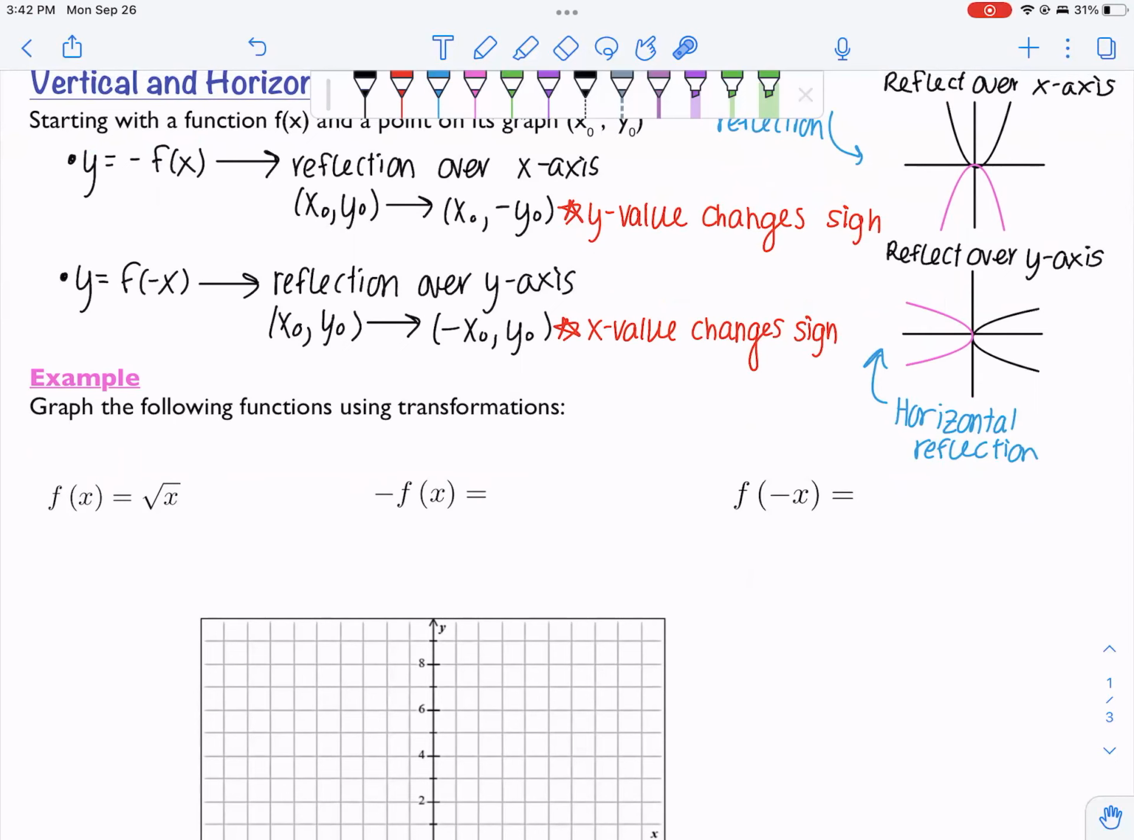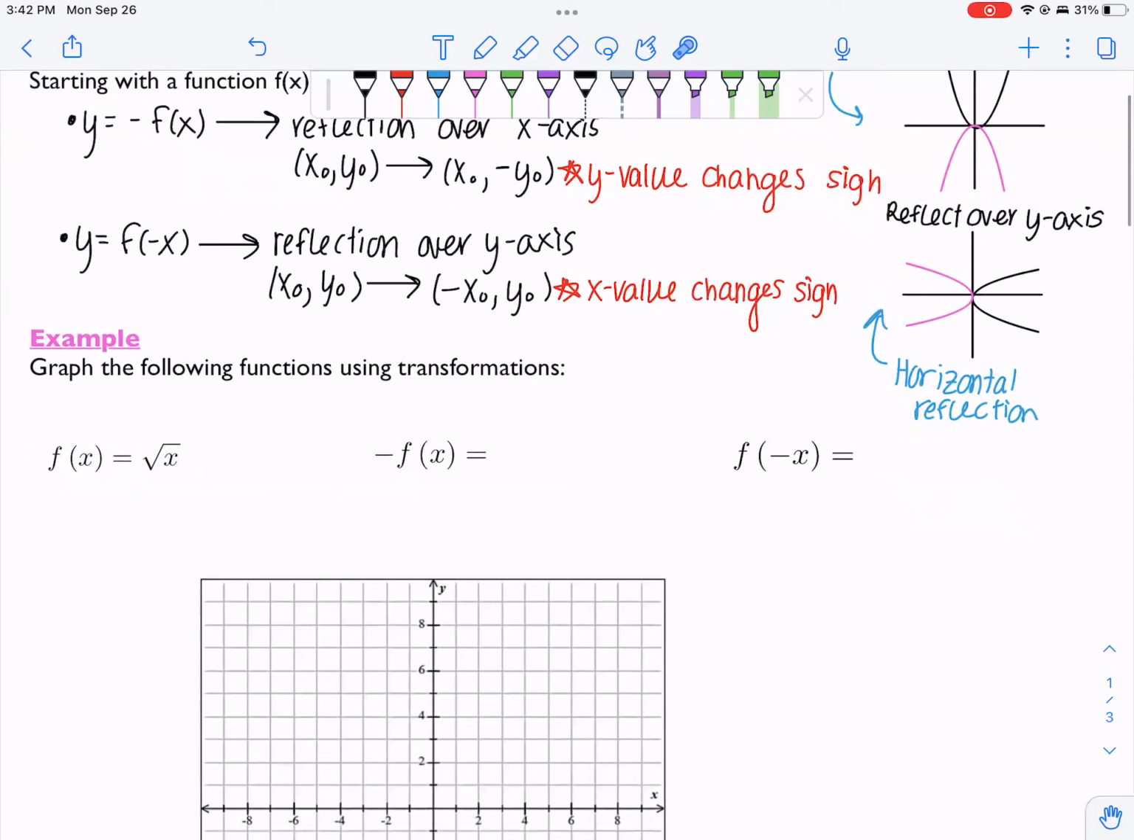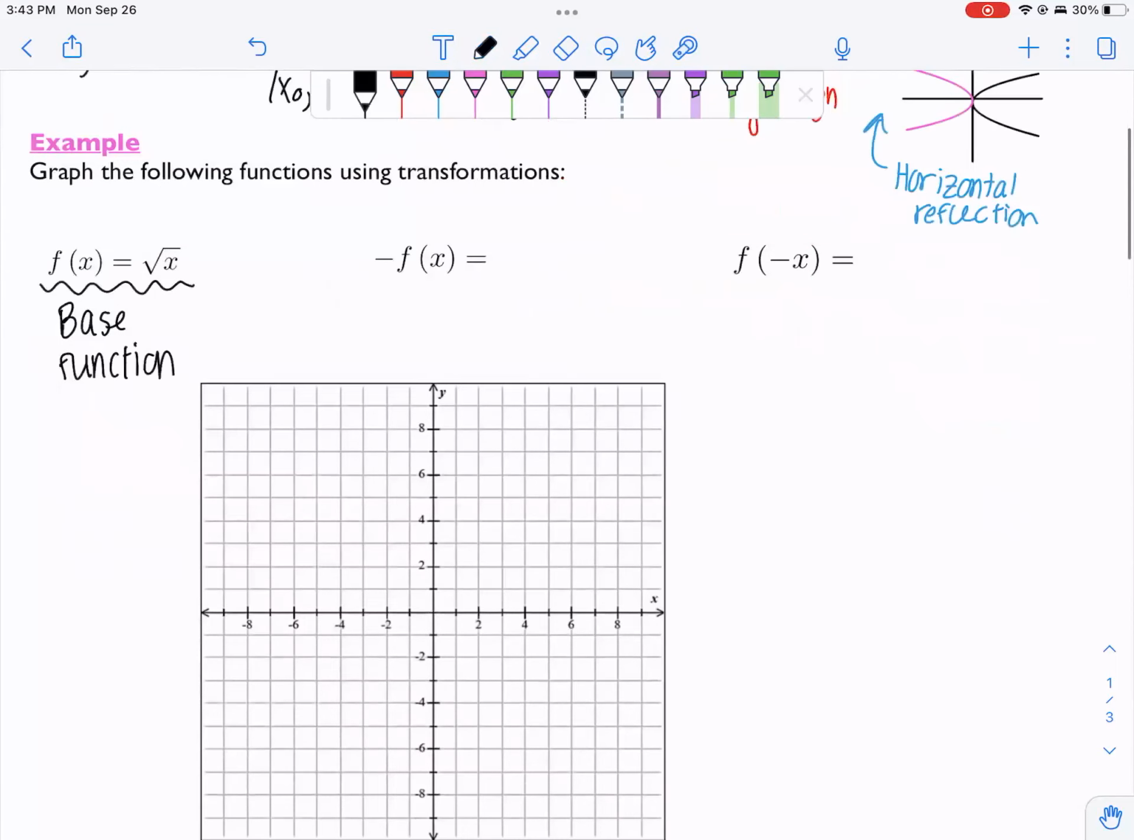So we're going to take a base function. This is the square root of x. This is our base function. And we're going to do both, a vertical reflection and a horizontal reflection. The square root of x has points at 0, 0, 1, 1, 4, 2, 9, 3.